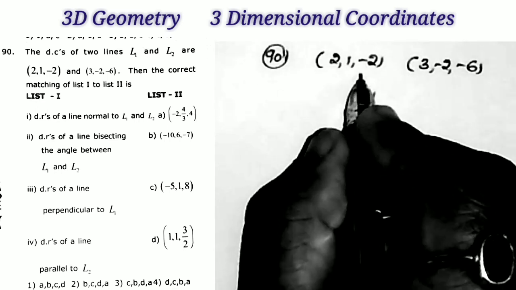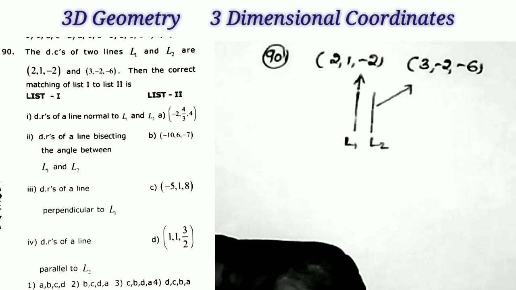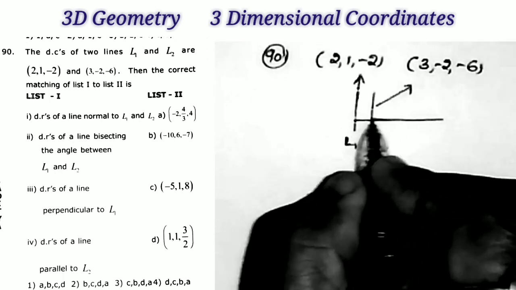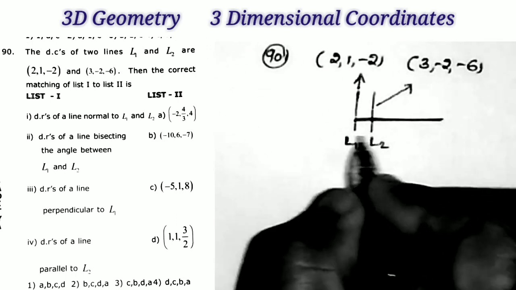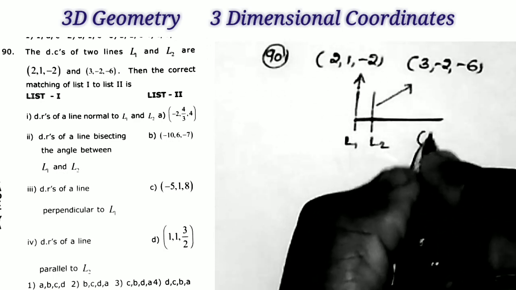Given that the DRs of L1 are 2, 1, minus 2, and the DRs of L2 are 3, minus 2, minus 6. What is the given question? The DRs of the normal of L1 and L2. Suppose this is the normal of L1 and L2, that is, the perpendicular of L1 and L2. Now we want the DRs of this line, and the direct formula is here.